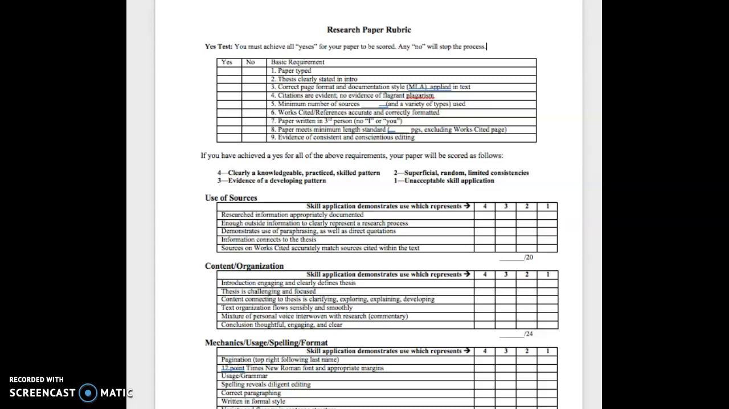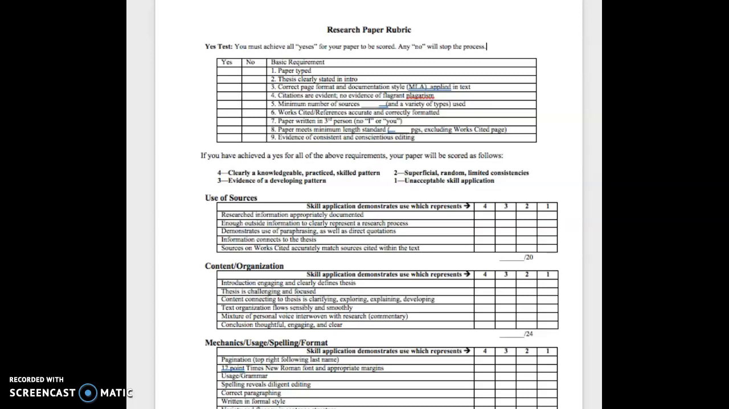Works cited references accurate and correctly formatted. Again, when we're doing this yes test, we're not talking about perfection here, but just that it's there and that it's attempted to be correct. The paper has to be written in third person. The paper meets minimum length standard. Typically with this, I say anywhere from 4 to 8 pages. That doesn't include your works cited page, so try to not go over the maximum at least.